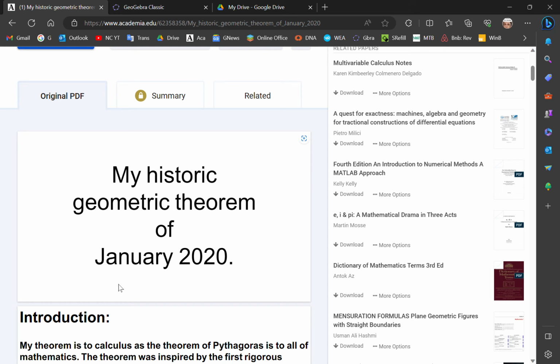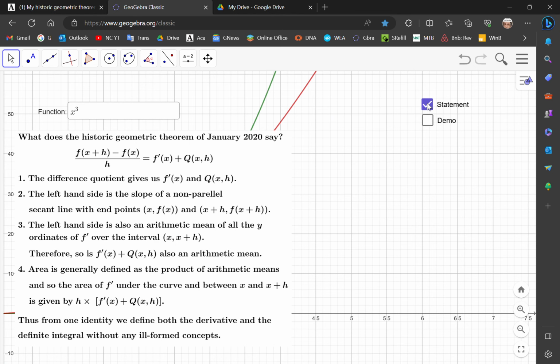So what does the geometric theorem say? Let's look at the statement. It says that f of x plus h minus f of x over h is equal to f prime of x plus q of x h. What that says is that the left-hand side, which is the slope of a non-parallel secant line, is equal to the derivative plus the difference in slopes.